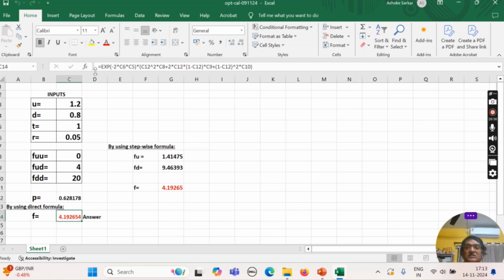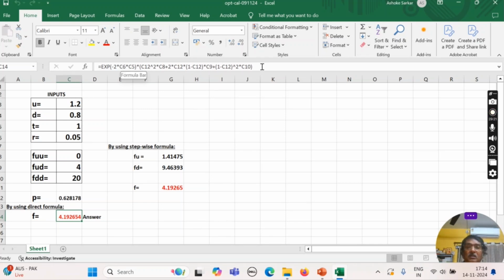And this is the formula for final option value. You can do it slowly, then you can check it. The formula is exponential minus 2RT, that is e to the power minus 2RT. E means exponential. This is the Excel formula, minus 2R. R is written C6, this is the rate of interest. And T is C5. In this way, the entire formula is written.